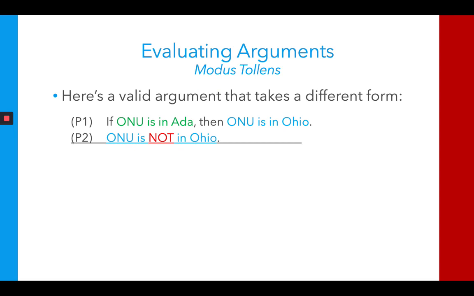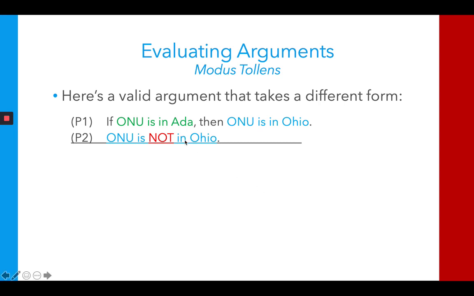Here's a valid argument that takes a different form. Let's say you know this: if OU is in Ada, then OU is in Ohio. Let's say you also know that OU is not in Ohio. Can we know anything else? Yes, we can. What is that thing we can know?